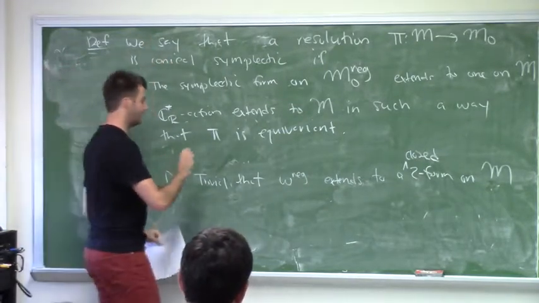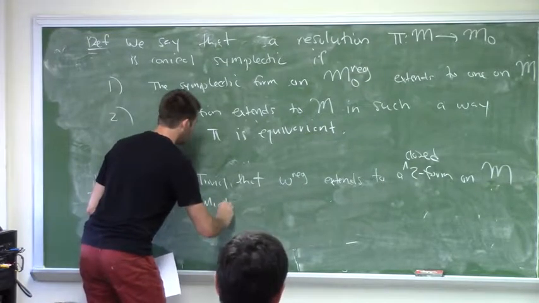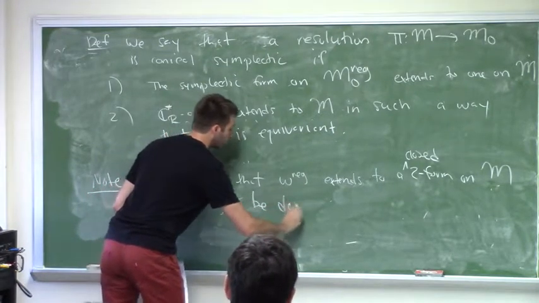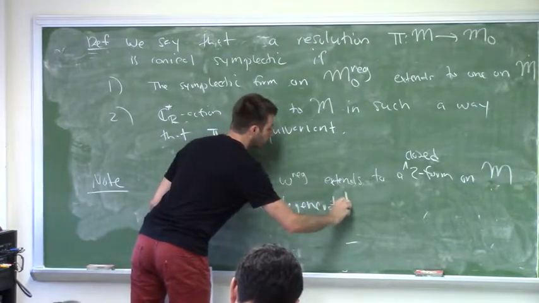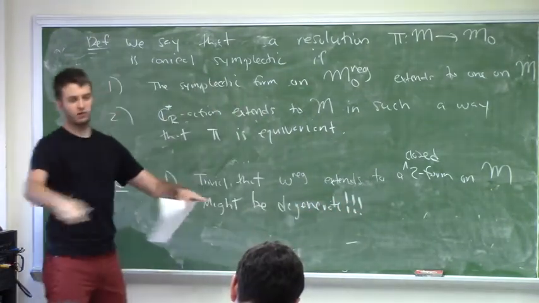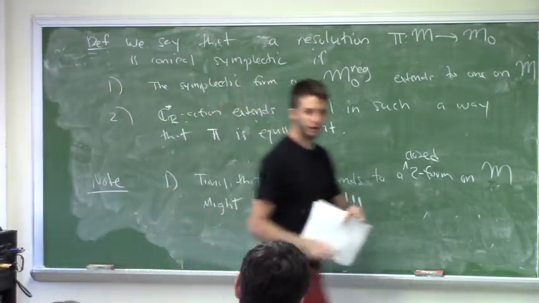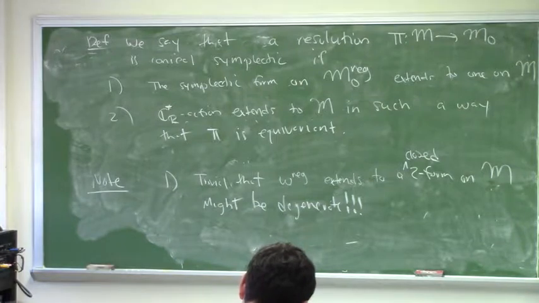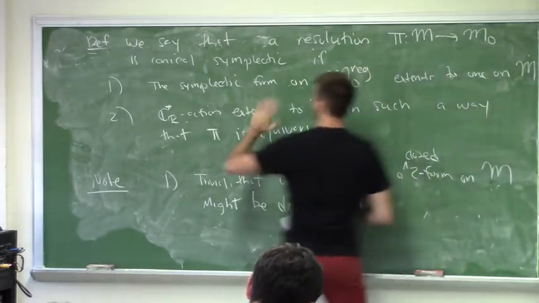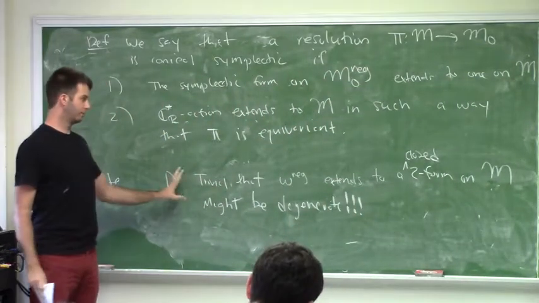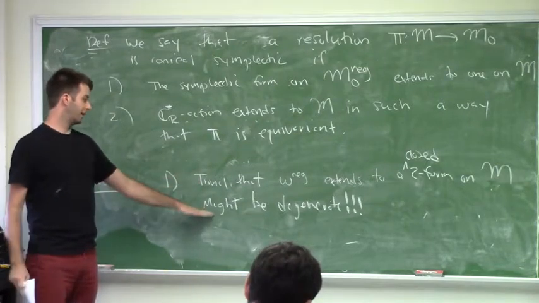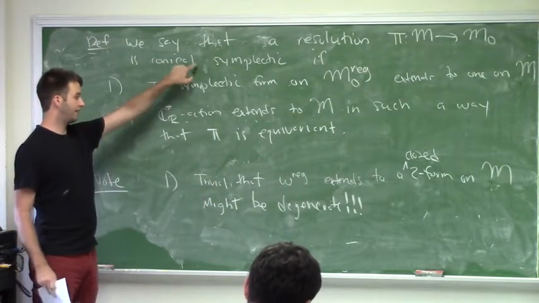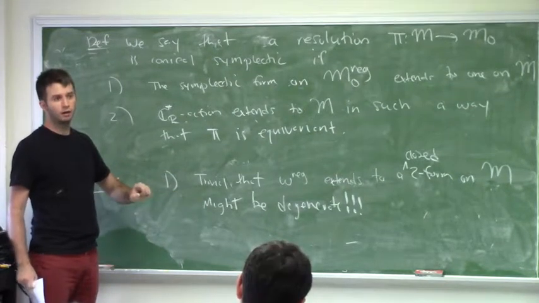The force is that it might be degenerate. By that I mean it might just give a Poisson structure. It might not actually have full rank everywhere. So just being able to extend your closed two form from the regular locus over the entire thing, that's not very hard. But the force of this definition is knowing that it's not degenerate.